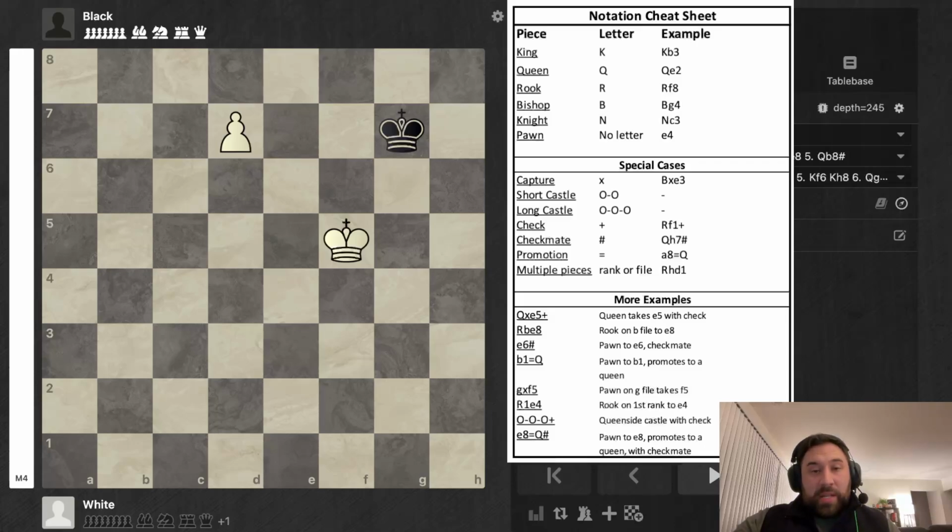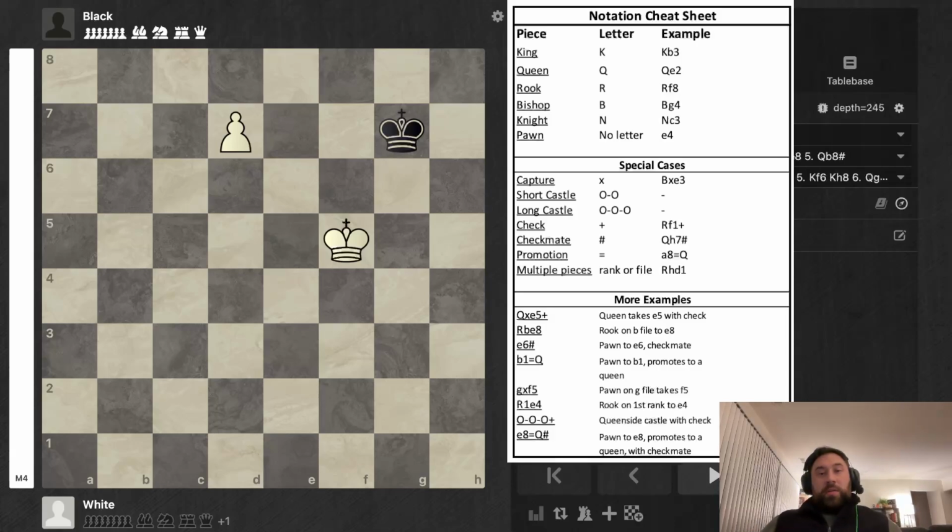Okay, so back to these special examples, the more examples section at the bottom. So we have queen takes E5 with check. We talked about that one. Rook B E8. This is very similar to the one we just talked about. I like going through and talking about these because notation can look weird, but it's kind of like a little language. When you say it out loud, RBE8 doesn't really mean anything. But when you say the full thing like a sentence, rook on B file to E8, it makes a little bit more sense, right? And then you can start to visualize what it actually means.